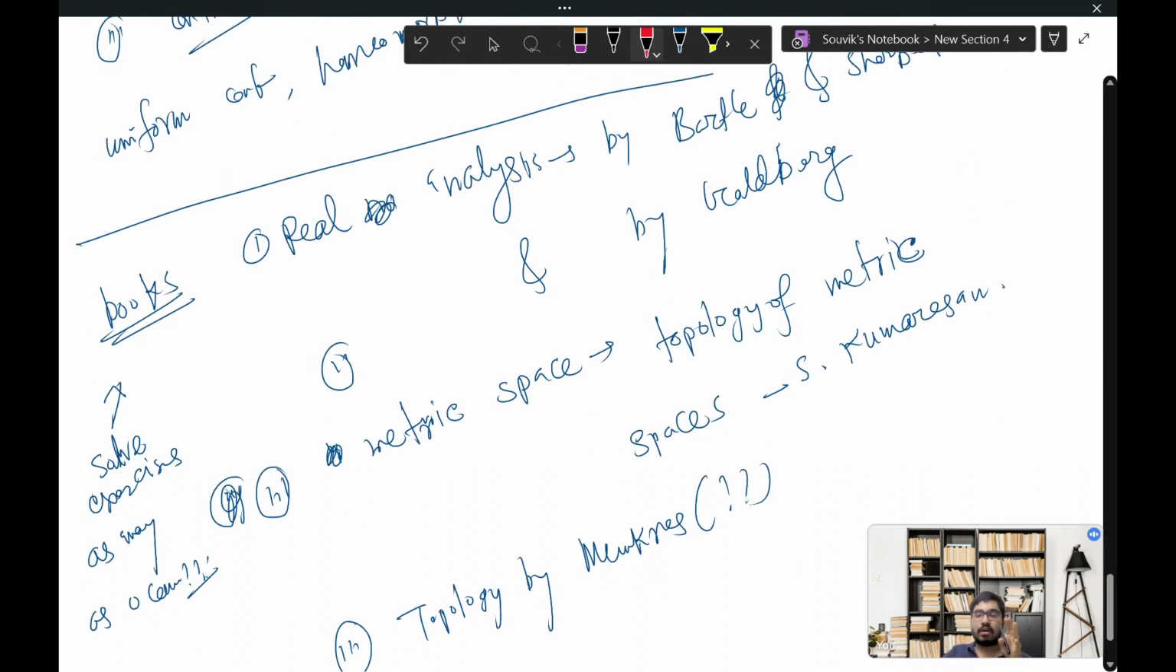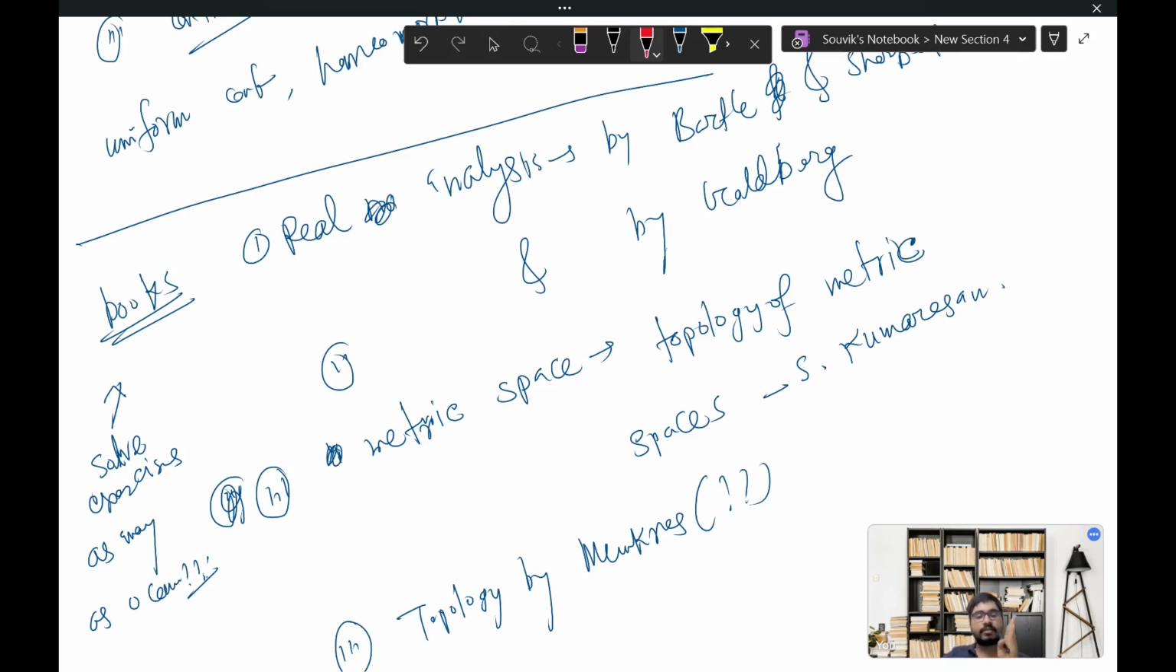So I think I should tell the books again. For real analysis, you should look at the books by Bartle and Sherbert and the books written by Goldberg. And also please solve exercises, because solving exercises will sharpen your concepts and you can remember things very clearly. Solving is very important rather than just knowing the theory. And for metric space, please follow the book Topology of Metric Spaces by Professor Kumaresan. And if you find interest in metric spaces by going through this book, then you should look at a topology book.